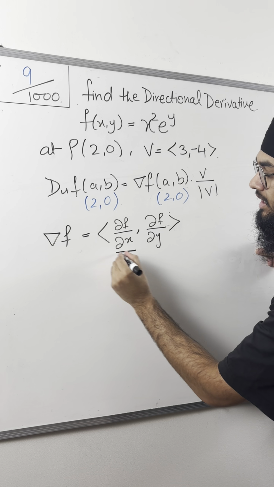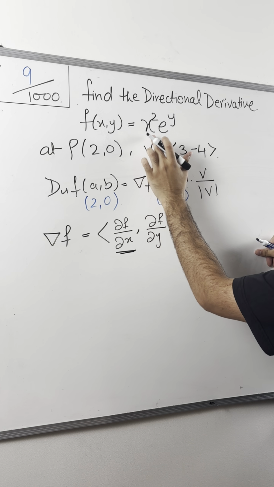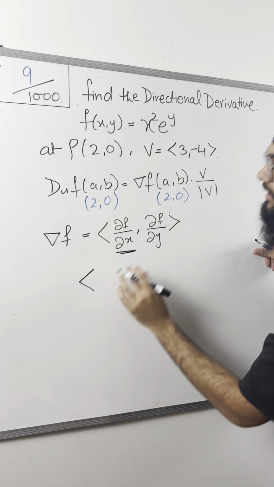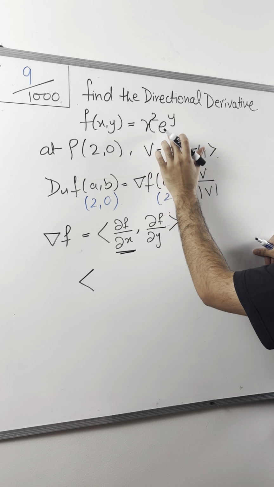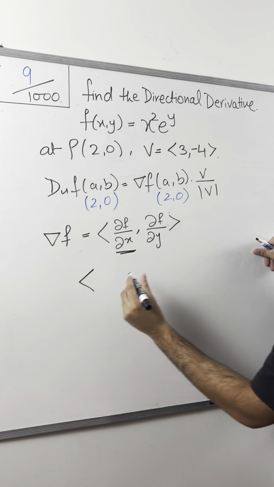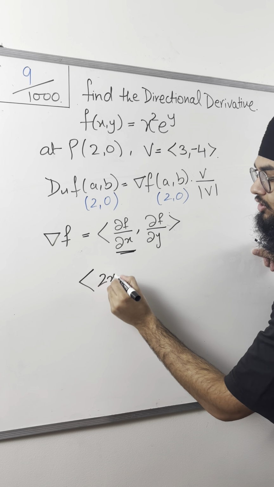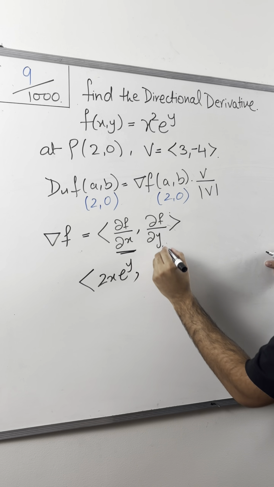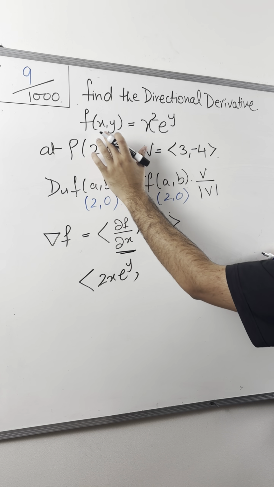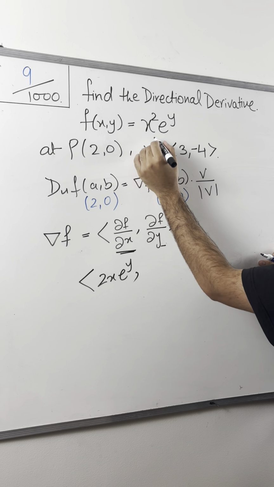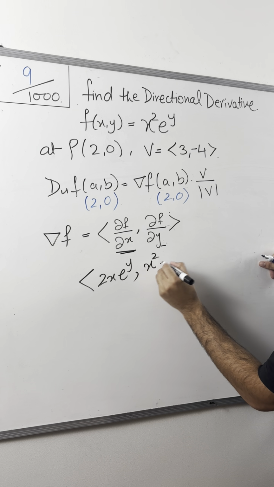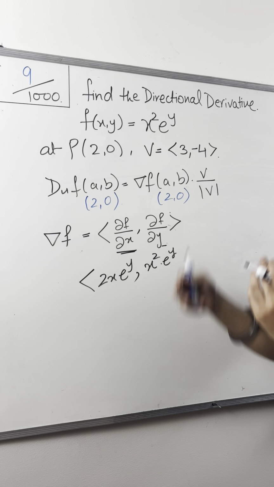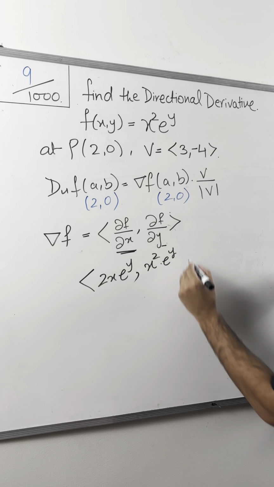To find the partial derivative with respect to x, we're going to treat every other variable other than x as a constant. So we find the derivative of x squared times e to the power of y, where y is a constant, and we get 2x times e to the power of y. Similarly, to find the partial derivative with respect to y, we're going to take x as a constant. So we get x squared times e to the power of y, because x squared is a constant and the derivative of e to the power of y is just e to the power of y.